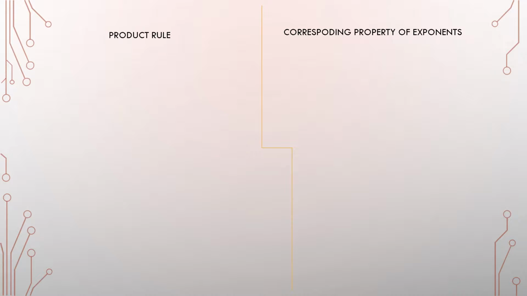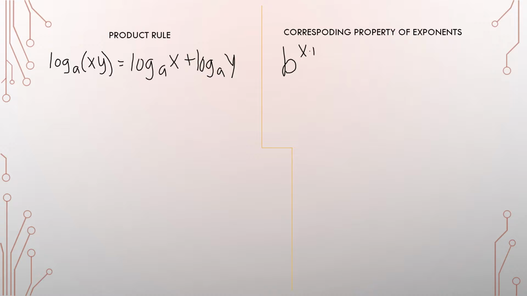The first property we have is our product rule, and that states that the log with base a of x multiplied by y is going to equal log base a x plus log base a y. And there's a corresponding property for exponents, and that states b to the x plus y power is going to equal b to the x times b to the y.